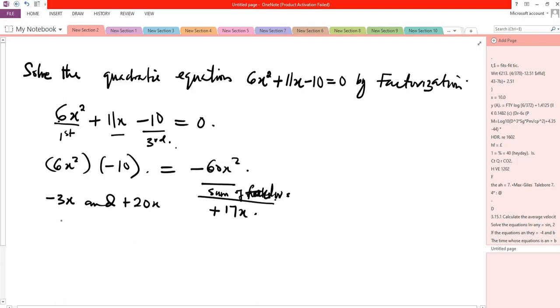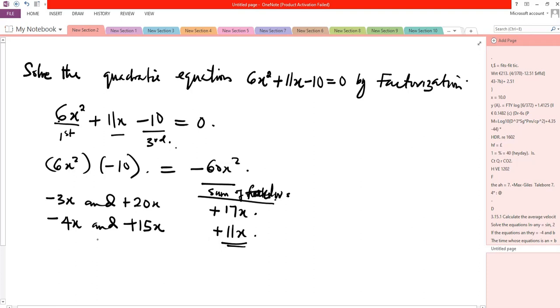Now let's try another one. Let's say you have minus 4x and plus 15x. If you sum this up, it will give you plus 11x. So this is the one that solves the issue. There is no need bringing them down further. This one is a solution.